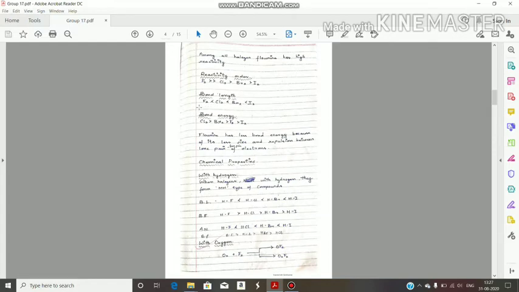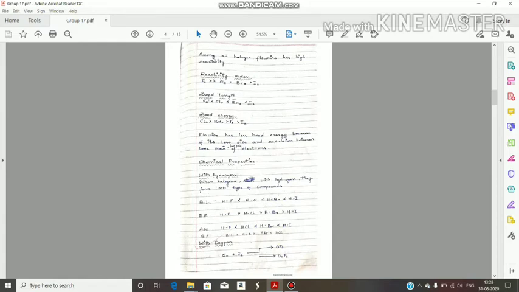So that its final order is F2 less than Cl2 less than Br2 less than I2. Next, bond energy. This is also called bond dissociation energy. We know that between bond length and bond energy, there is an inverse relation. So here iodine having more bond length, automatically it will be having less bond energy.